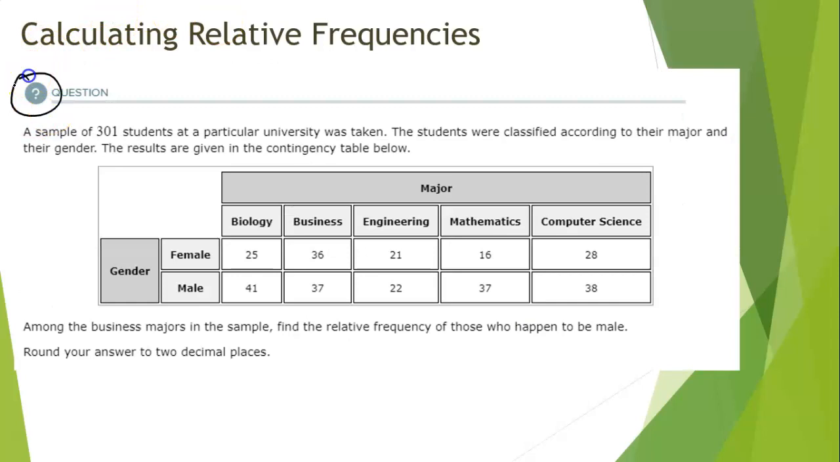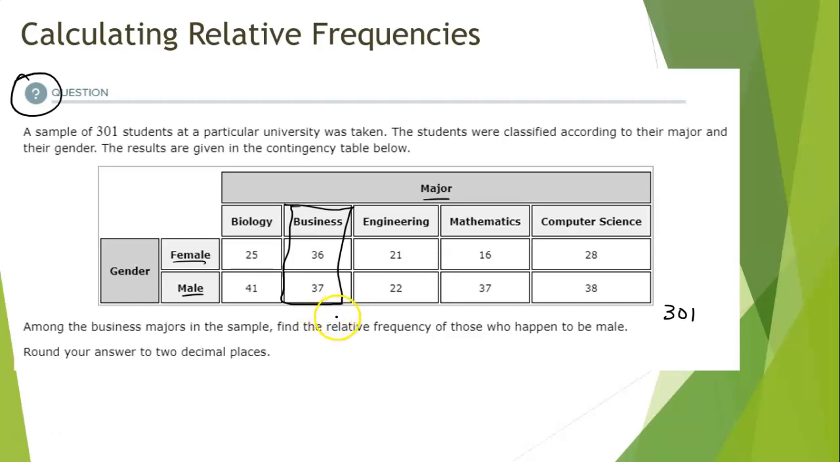You pause the video and see if you can try this one on your own. All right, welcome back. This time you've got a total of 301 students. We've got students who are being asked whether they're male or female and what their major is. This says among the business majors, so we're only looking at this column. Find the relative frequency of those who happen to be male. Round your answers to 2 decimal places.